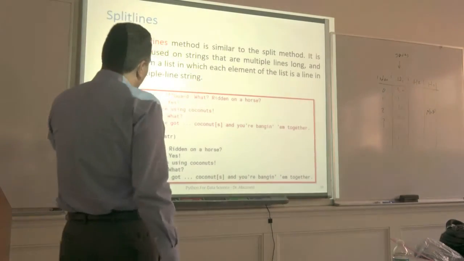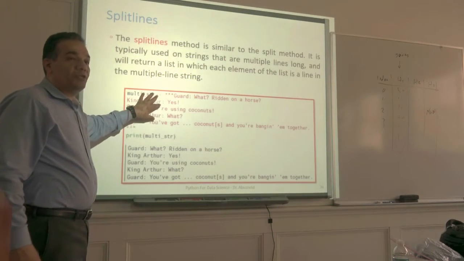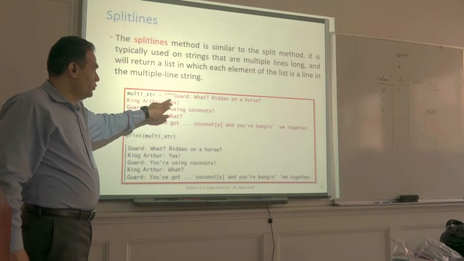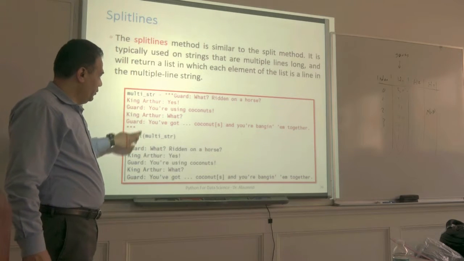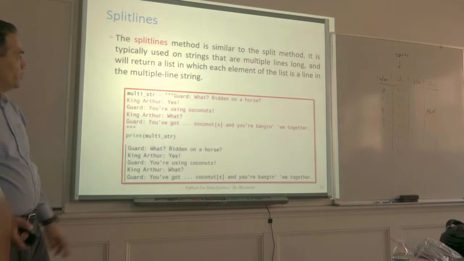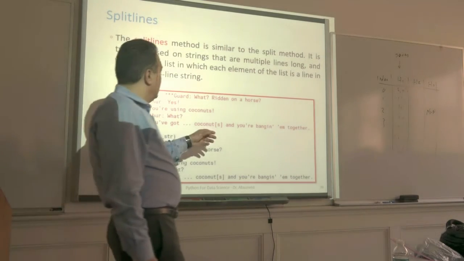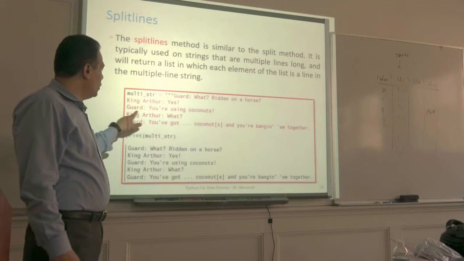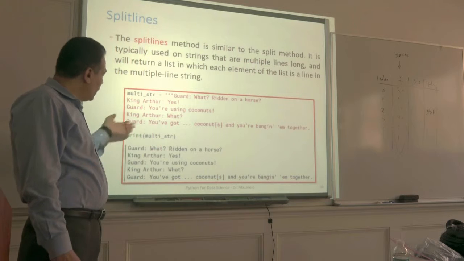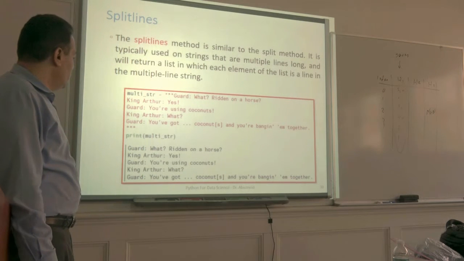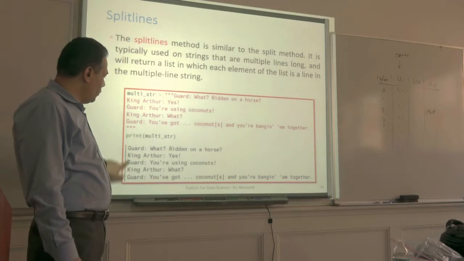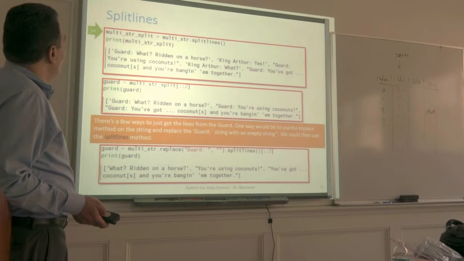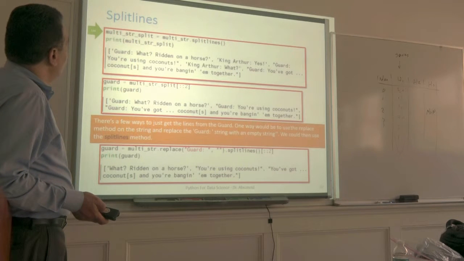Let's take an example. We have learned how to create a string with multiple lines, right? What do we use? Triple quotes. One line, second, third. This is like a conversation: Guard, what, ridden on a horse. King Arthur, yes. Guard, you are using coconuts. King of... so a conversation between the two. If I print the multi-line string, it will be printed as multiple lines.